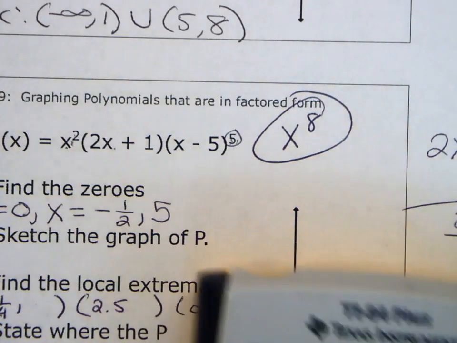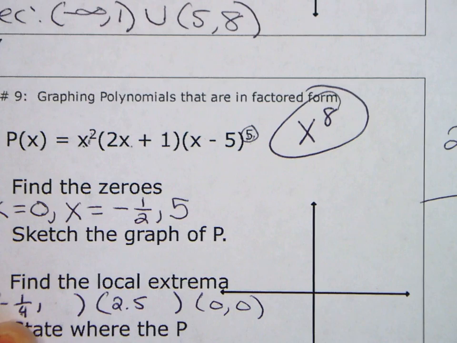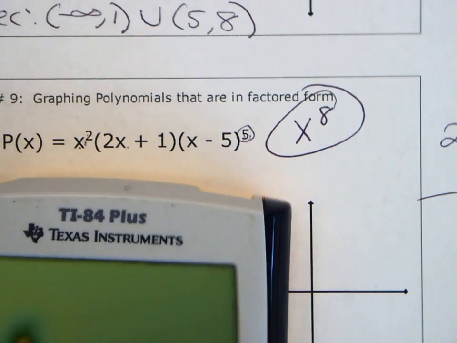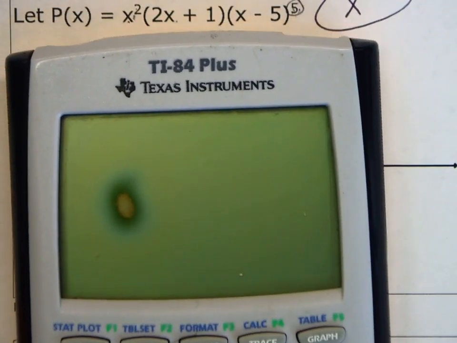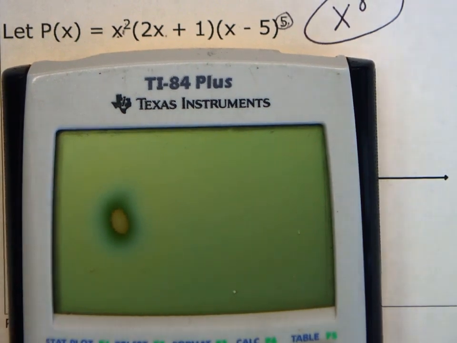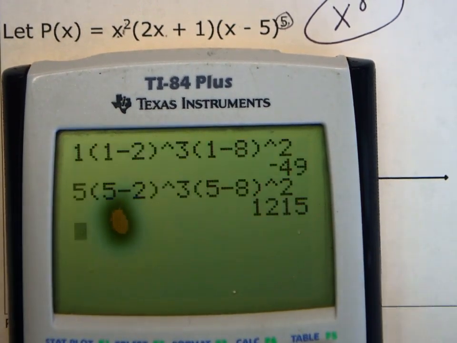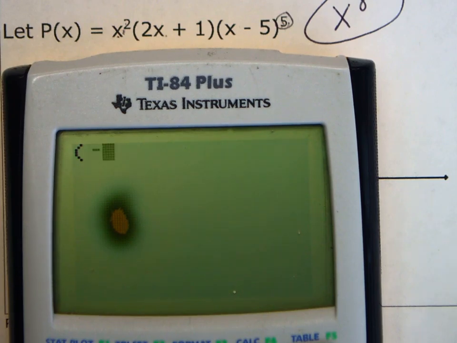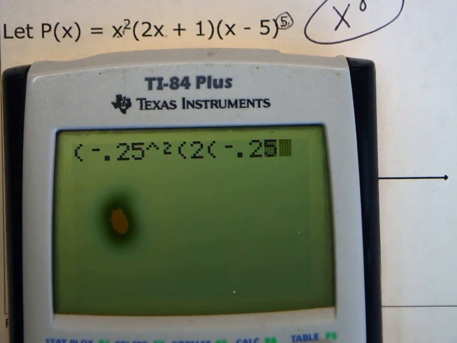So remember, we just use our calculator. I'm going to plug in negative a quarter. To make this a little easier, I'm going to plug in negative 0.25. So x squared, parentheses, negative 0.25 squared times 2 times negative 0.25 plus 1 times negative 0.25 minus 5 to the 5th.